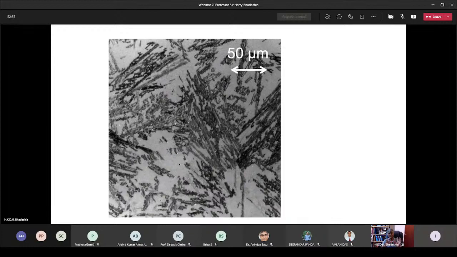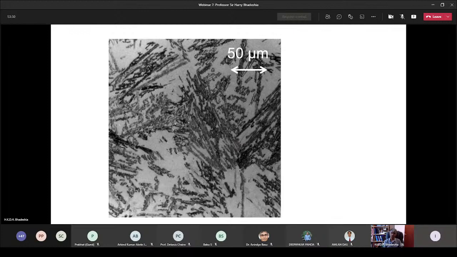Now, there is nothing you can do about this, because even if I hold the material at the isothermal transformation temperature for a very long time, once the austenite has reached a T0 composition, there will be no further bainite forming. So these islands of austenite, which are causing the problem, will remain there, okay?